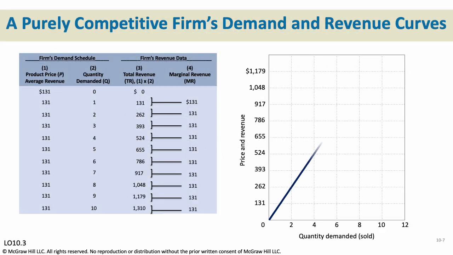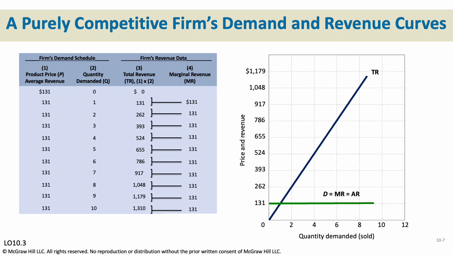And here is an example of your demand and your revenue curves. The graph here is going to show the price, and the price is $131, and that's at all quantities demanded, so we can calculate total revenue and marginal revenue depending on how much this firm makes. And once again, they have no power to set the price, so it's just going to be at $131.